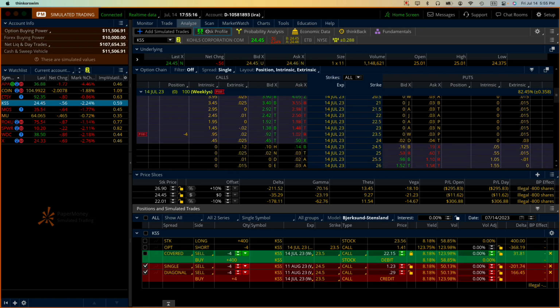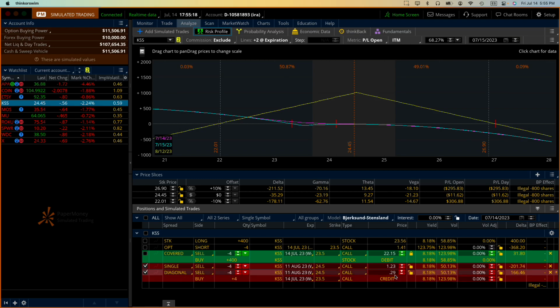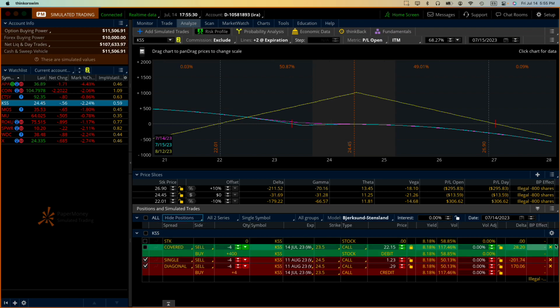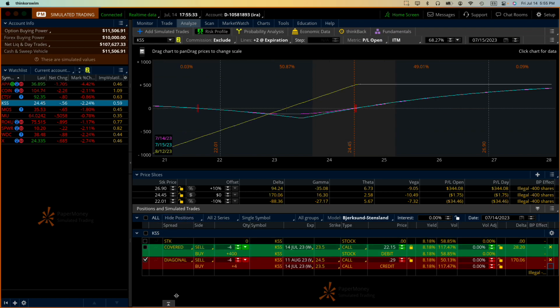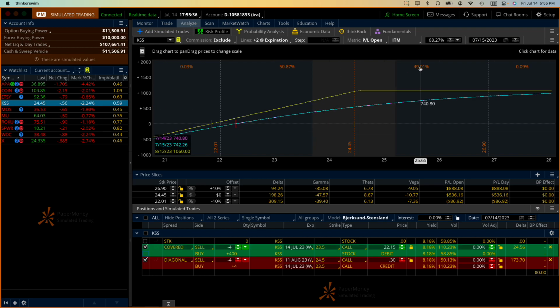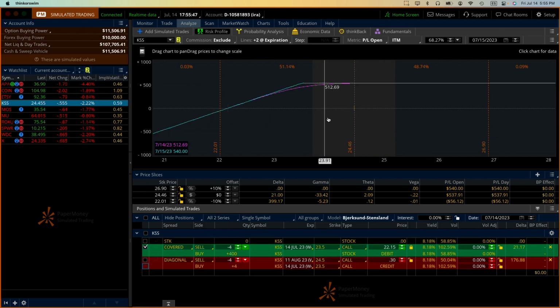So that's why it gives us a meager credit of 21 when we are really getting 2.23 in extrinsic value. Okay, so let's hide the position, and this is what we're doing. All right, so the maximum profit will be here in this yellow line, which will be $1,060. Okay, without the rollover, I'm stuck here at 540. So we are improving our profits by $500 a month with this trade, in theory.